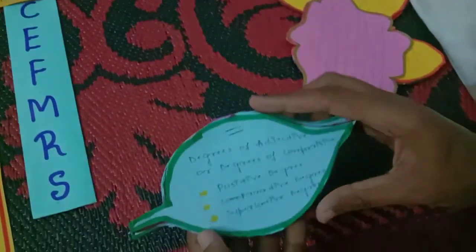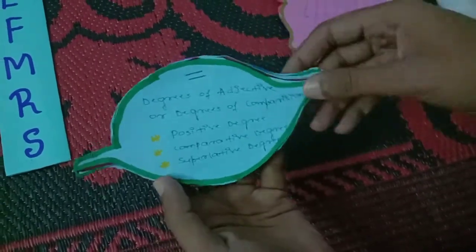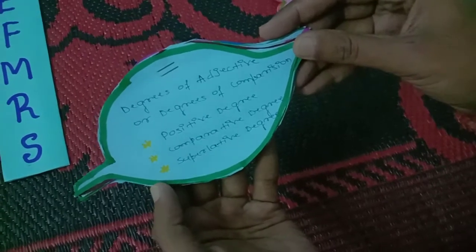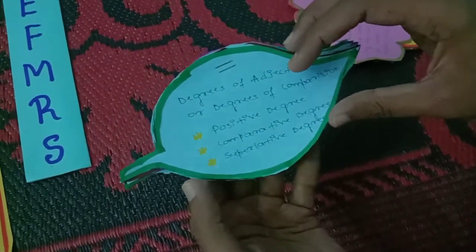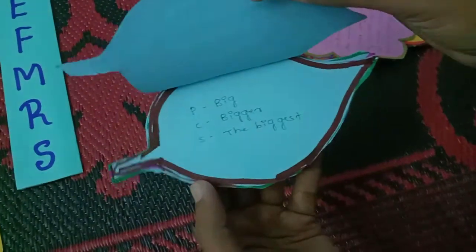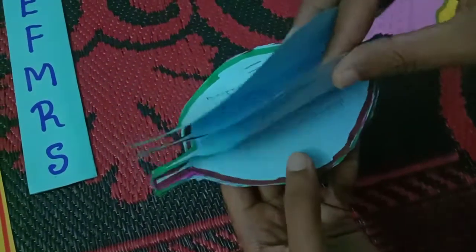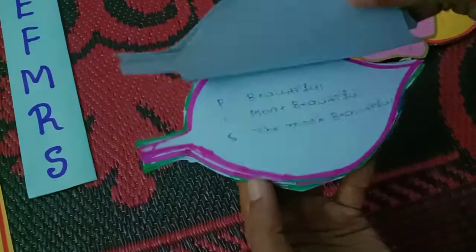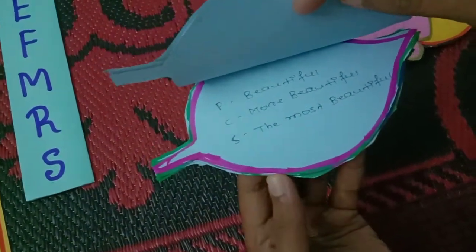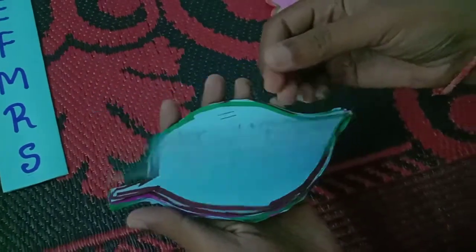And this is my third teaching aid, which I cut in the shape of leaves. In this one I wrote about the degrees of adjective, or we can call them degrees of comparison. I wrote about the positive, comparative, and superlative degrees here: big, bigger, biggest; good, better, the best; clean, cleaner, the cleanest; beautiful, more beautiful, the most beautiful. Like that I wrote so many degrees of comparison here, which can make students learn it very easily.